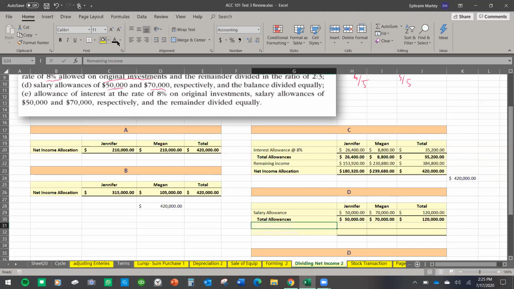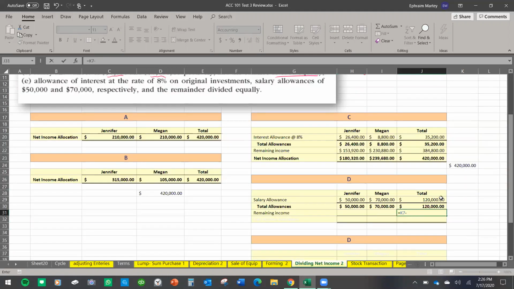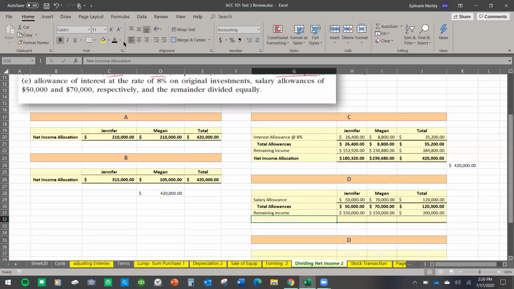Now, what is the remaining? It says the remaining is divided equally, okay? So we're going to divide the remaining equally. How much is remaining? If we had a net income of 420 and we have distributed 120,000, the remaining is 300,000. Okay, so we are going to divide it equally among them. So we take this divided by 2, and then we take this one divided by 2. That's the remaining.